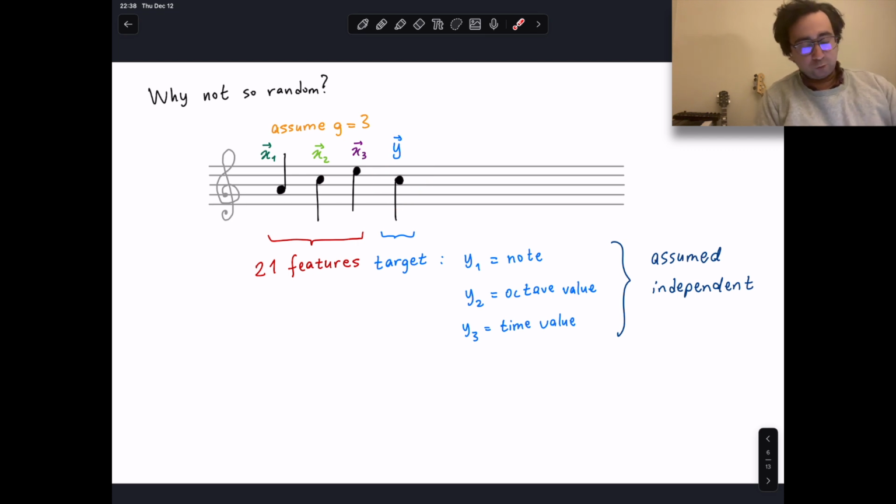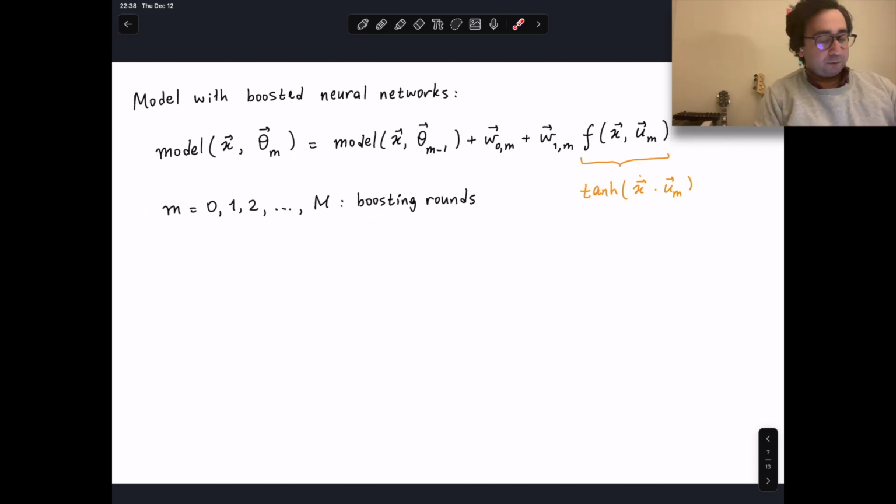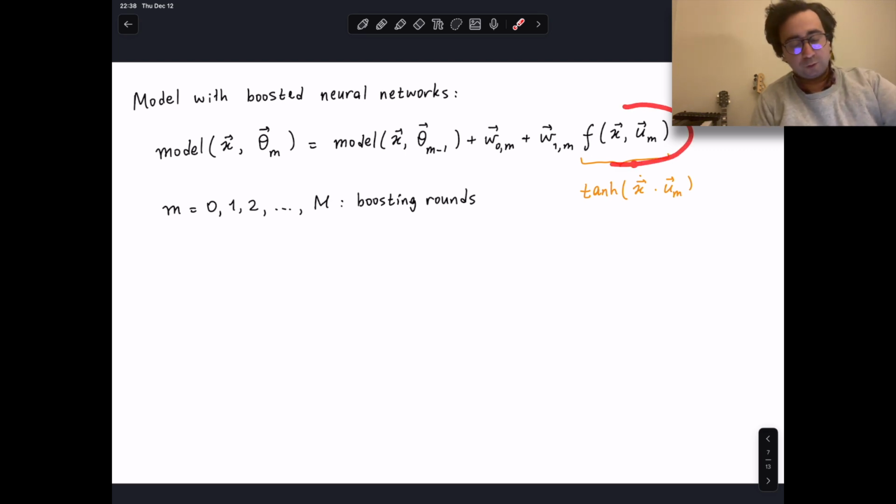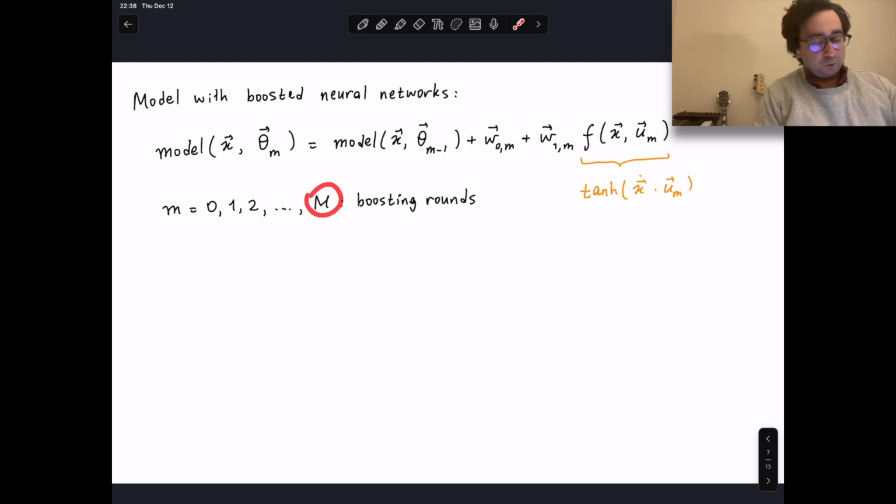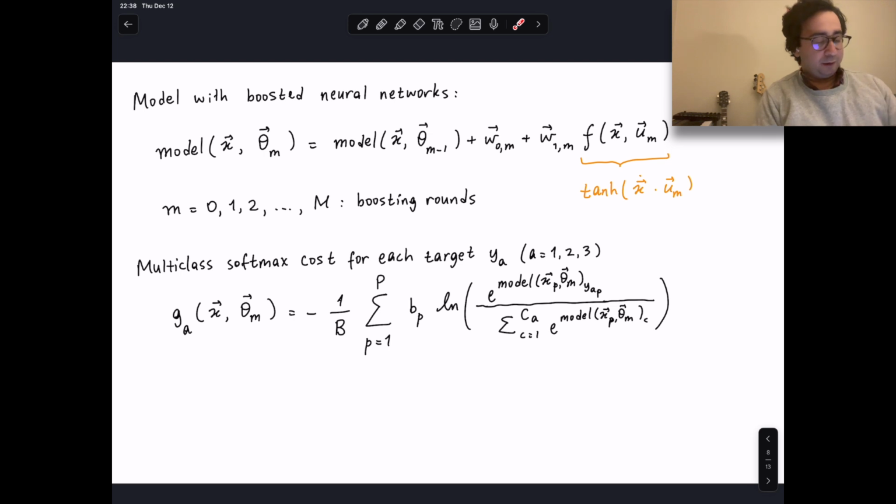It is again a vector quantity with the components node value, octave value, and time value, and we assume them to be independent. We have this recursive model, the model for boosted neural networks with the neural network unit function here. And we are going to assume some value for m later. For the cost function, we use a multi-class softmax cost for each of the targets. We have 3 targets, we have 3 cost functions, and we are going to optimize them separately.